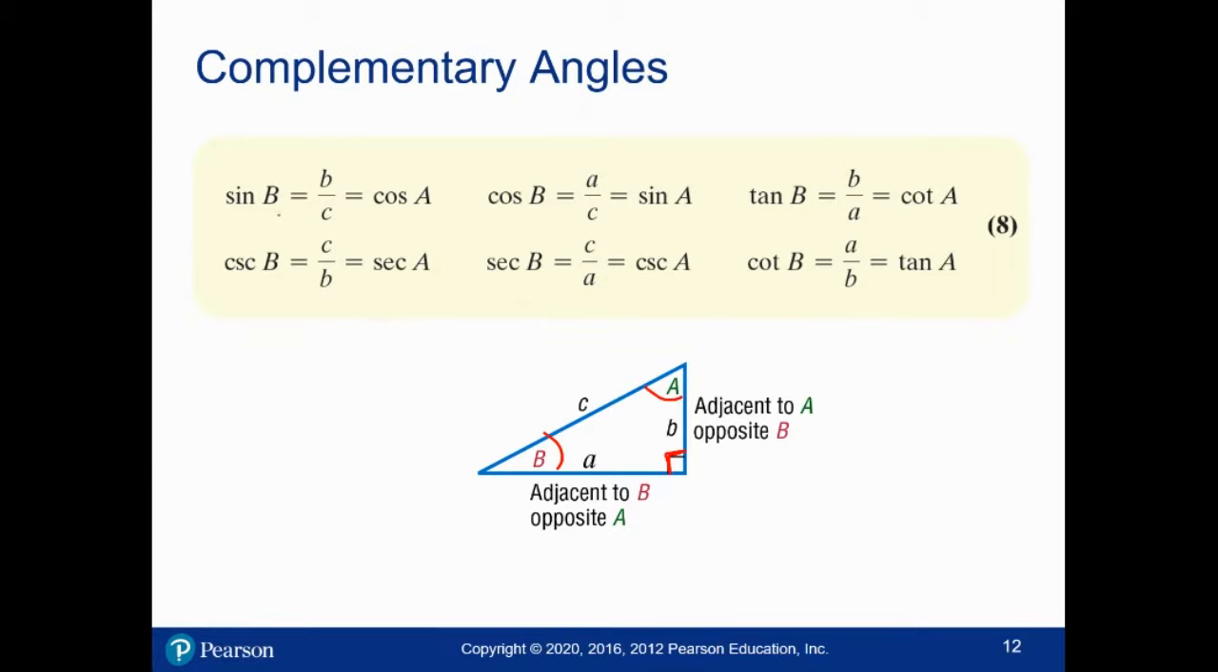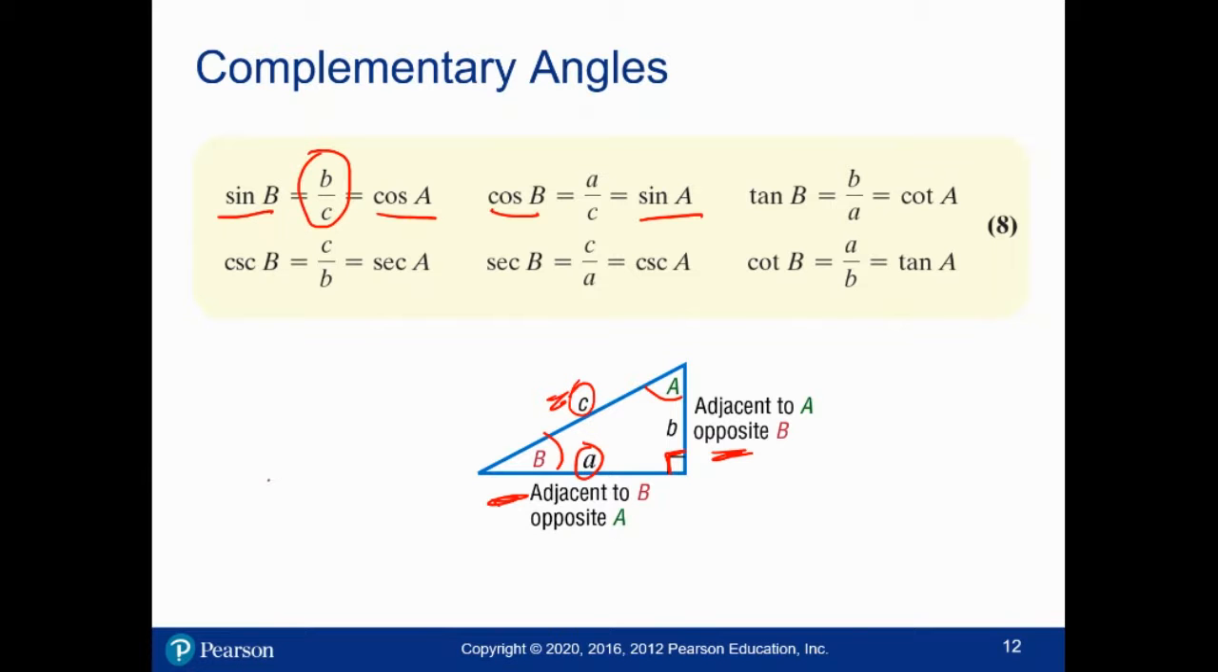And as was pointed out before, the ratio B over C, so here's B on this side and here's C, the hypotenuse. If you're talking about the angle B, that's opposite over hypotenuse. But if you're talking about the angle A, that's adjacent over hypotenuse, which means the sine of B is the cosine of A, and vice versa. The cosine of B is the sine of A, sorry. They both refer to the ratio A over C.